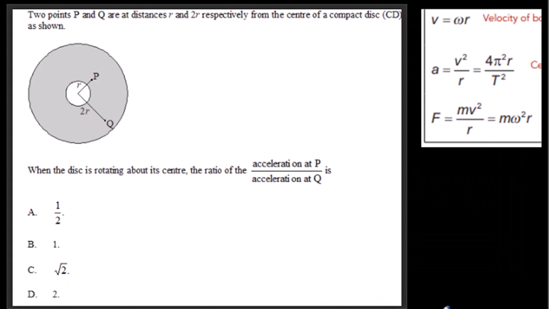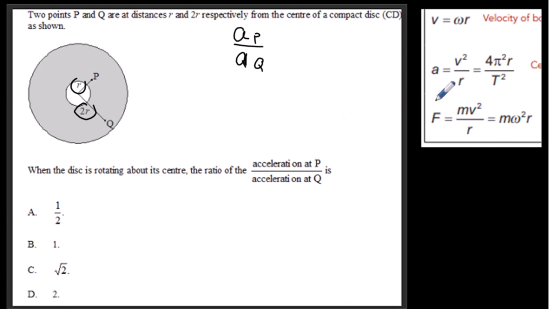Here's a typical question where a ratio proportionality equation makes the question really easy. Pause the video, read the question over, give it a try, and then come back and see how it's done with the ratio proportionality. So we're looking for this ratio of A at P compared to A at Q. We definitely want to see a relationship between acceleration and the radius here.